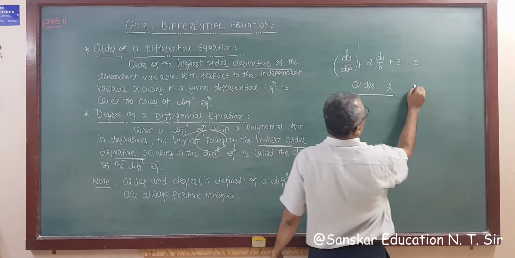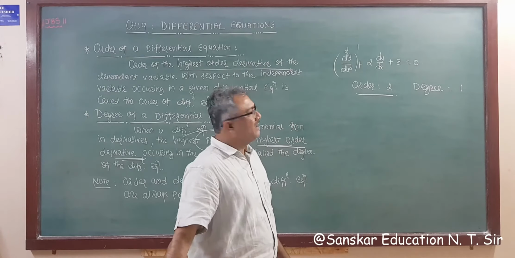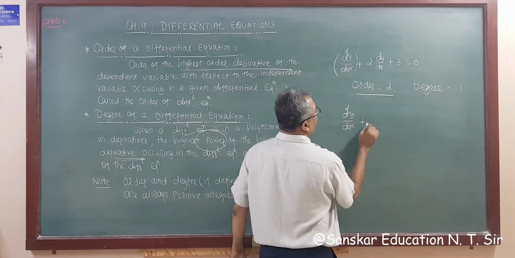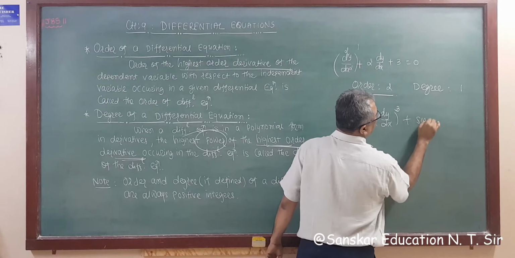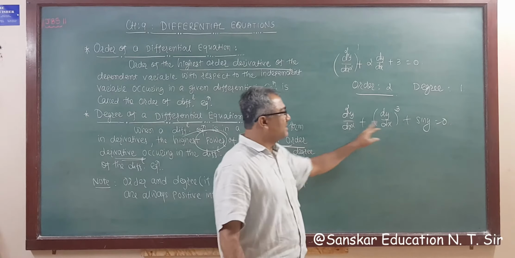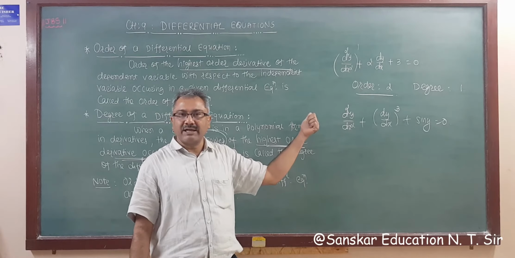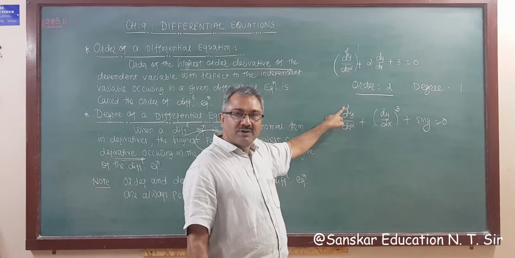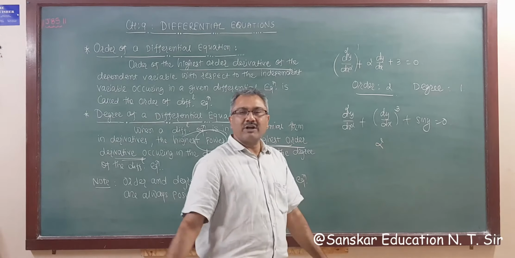So degree here is 1. Suppose I'm writing d square y by dx square plus (dy by dx) whole cube plus sin y is equal to 0. So this is a polynomial in derivatives, right? Now the highest order of derivative is 2, that is, the order of this differential equation is 2. So order is 2. And what about degree?